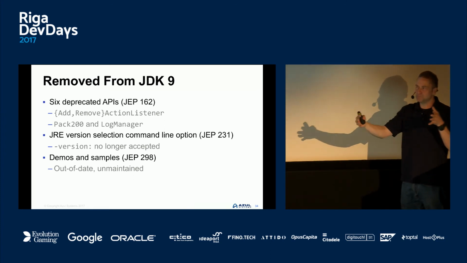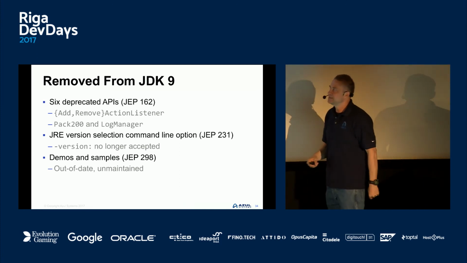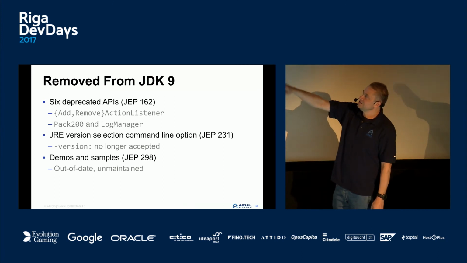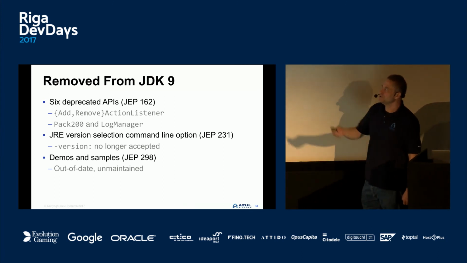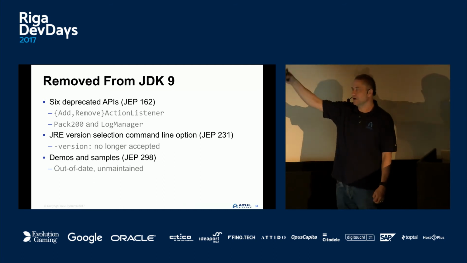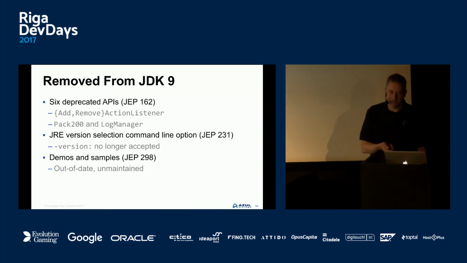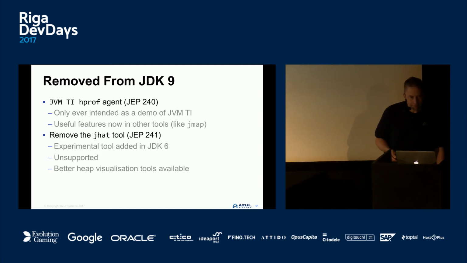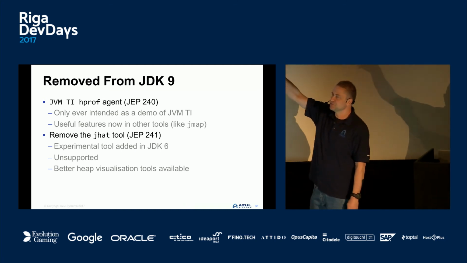So there were some specific links that needed to be broken to enable it to be broken up in a simpler way. The JRE version selection command line option has gone away, so you can't use -version anymore, and a whole bunch of demos and samples that used to be shipped but which are well out of date have been removed as well.